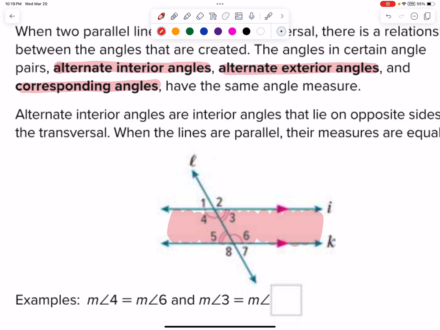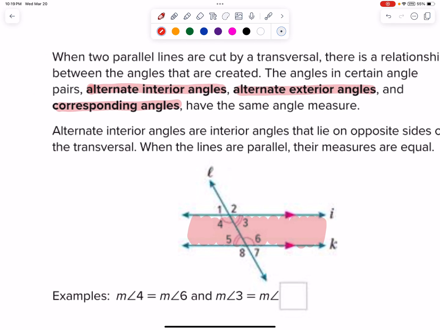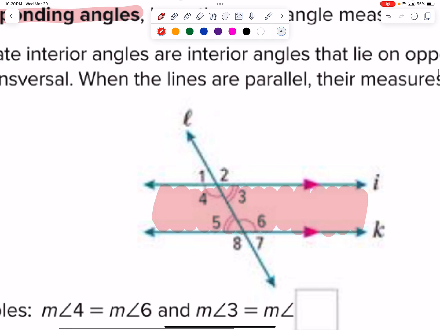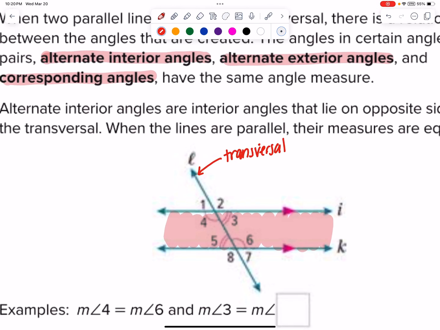Alright, alternate interior. So think about the word alternate. Alternate just means one side and the other. If you're sitting alternate, you're sort of sitting opposite of each other in a way. So alternate just means it's not on the same side of the transversal line. So let's label this again here with an arrow. This is the transversal. Then we have all these different angles. So let's go ahead and walk through some of these. Alternate interior. The first thing that we said is the word interior.